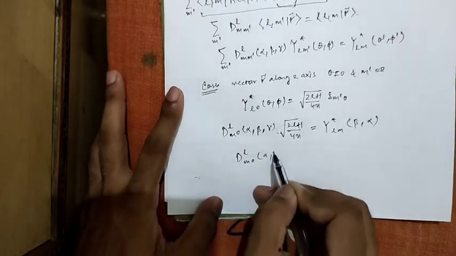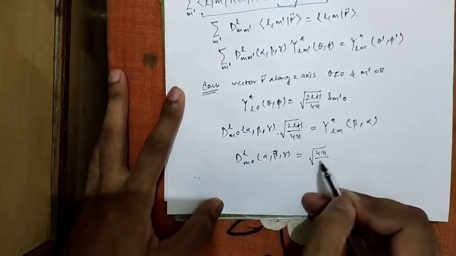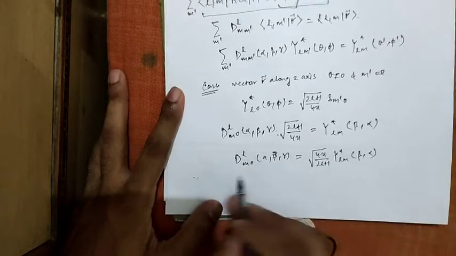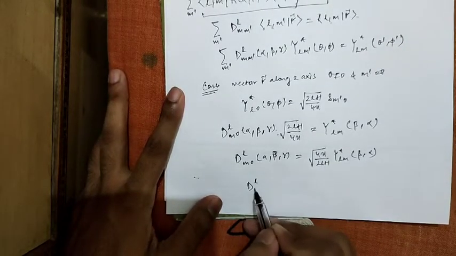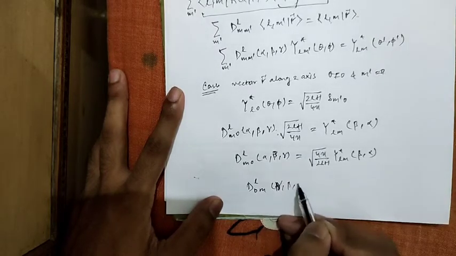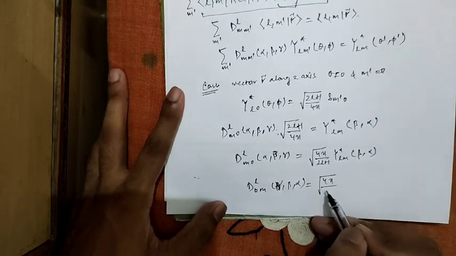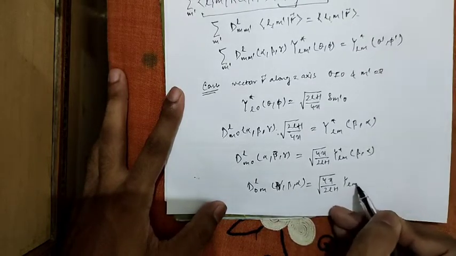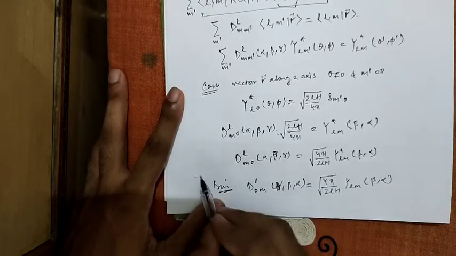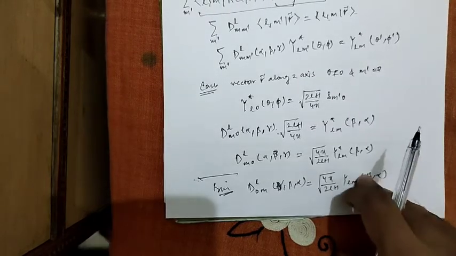Now D^l_{m0}(alpha, beta, gamma) equals 4 pi by (2l plus 1) Y*_{lm}(beta, alpha), and we can easily show that similarly D^l_{0m}(gamma, beta, alpha) equals, I'm just taking the complex conjugate, nothing else, 4 pi by (2l plus 1) Y_{lm}(beta, alpha). Okay, so far so good.